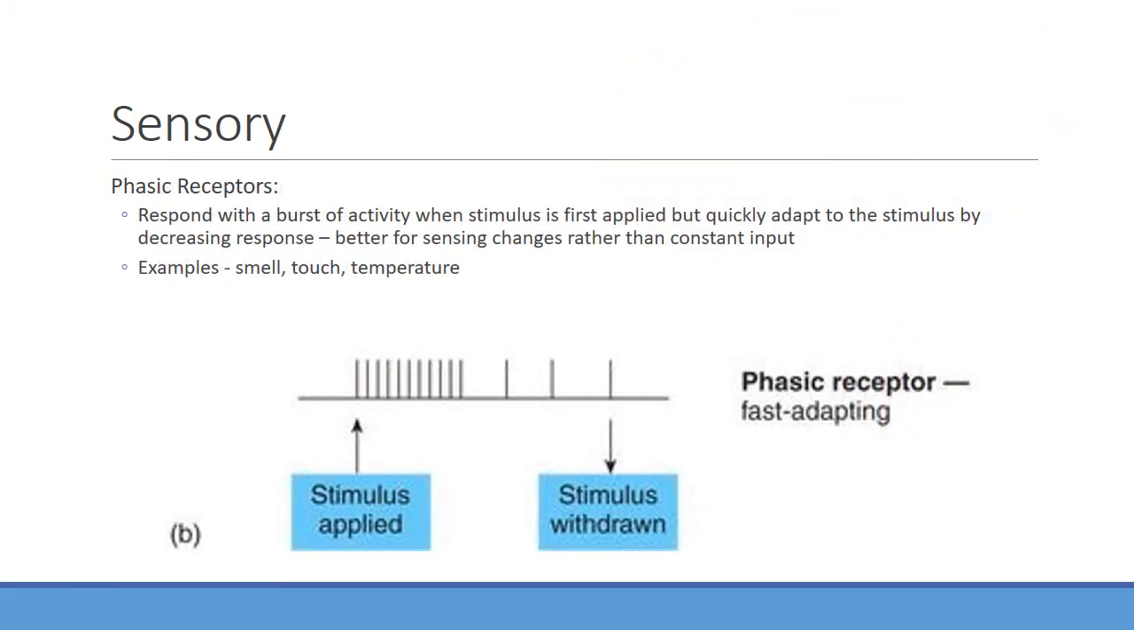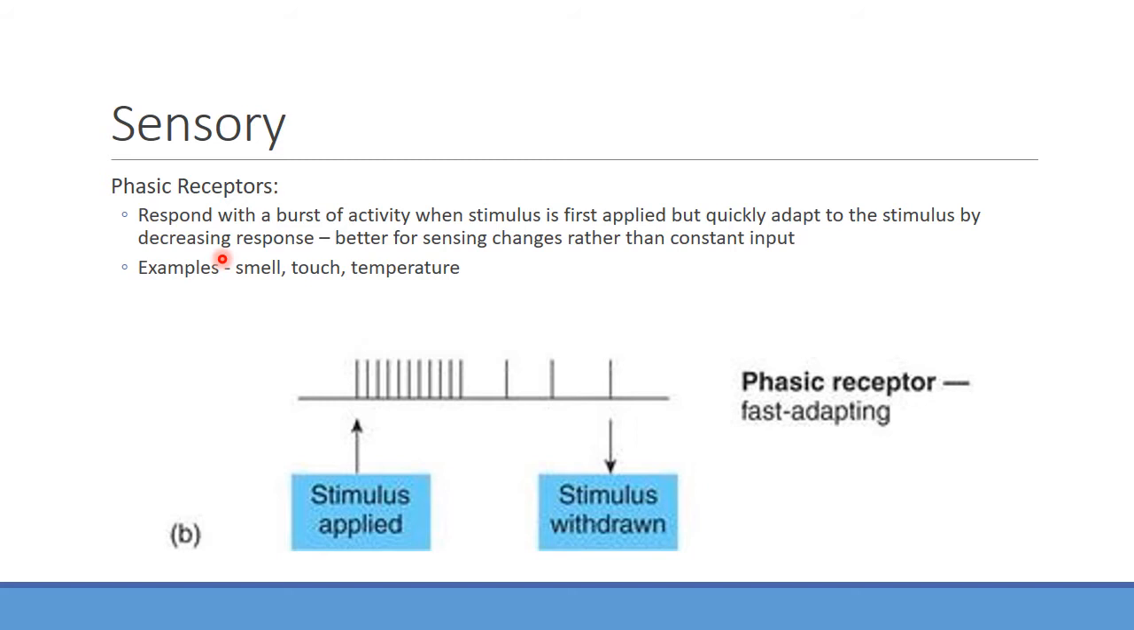So you can have phasic responses, and this is going to be responding with a burst of activity when a stimulus is applied very quickly, but then we adapt to that stimulus, and it's going to start to slow down those action potentials over time. That allows for not necessarily as constant of an input, right?